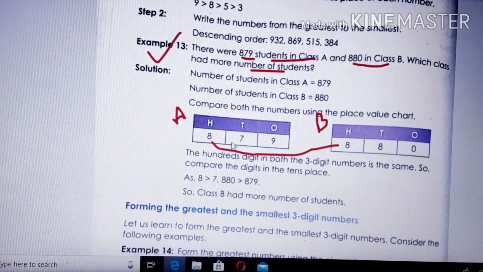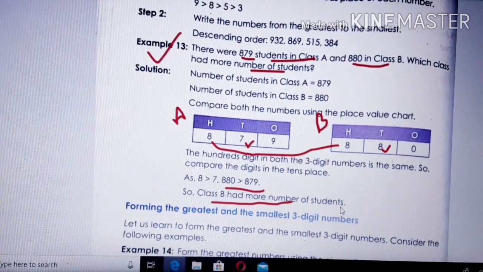So next we'll move to the tens place, isn't it? So what do you get here? 7, and here you get 8. So you know that 8 is greater than 7. So the number 880 is greater than 876. Class B had the most number of students.